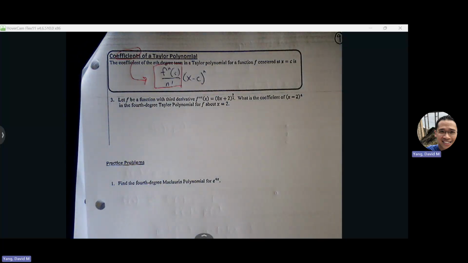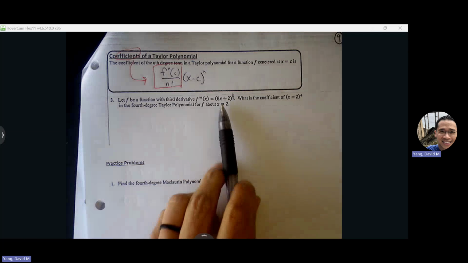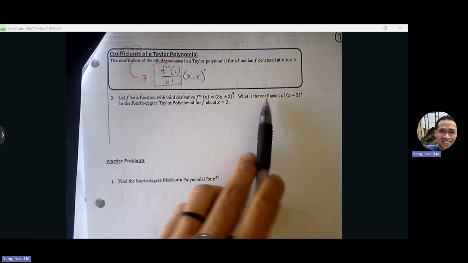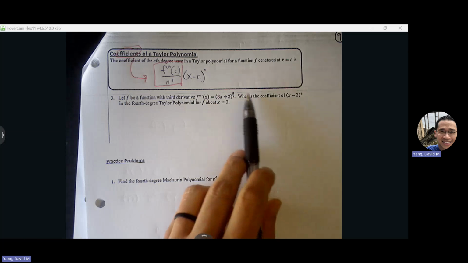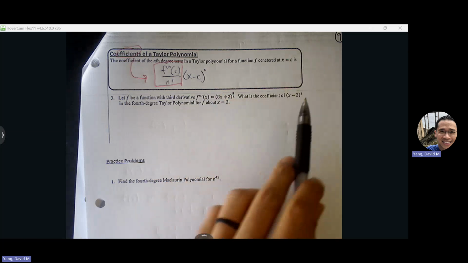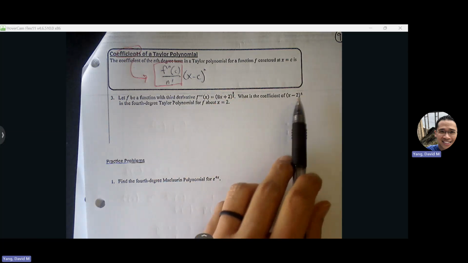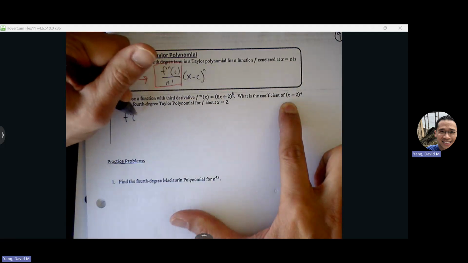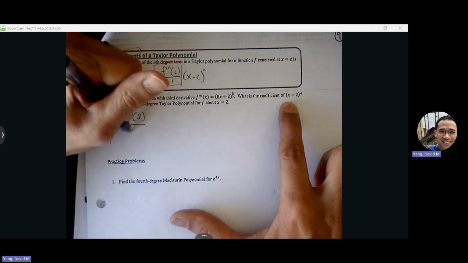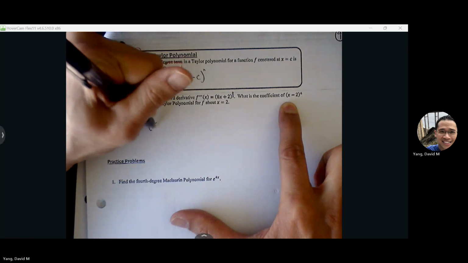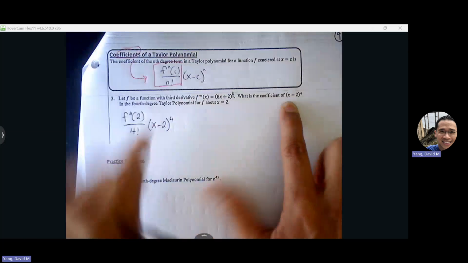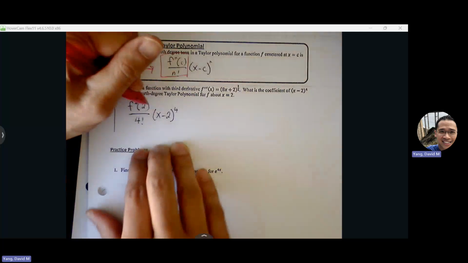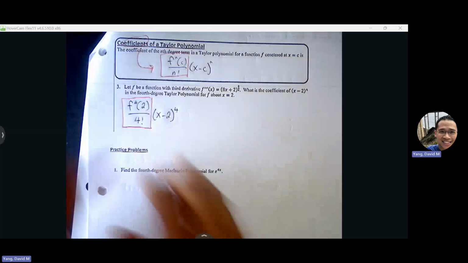So number 3, it says let the function with the third derivative being here. So this is taking us all the way to the third derivative. What is the coefficient of x minus 2 to the fourth? So I have the third derivative, and I want to get to the coefficient involving this to the fourth. I'm trying to find the fourth derivative evaluated at 2 over 4 factorial times x minus 2 to the fourth. This is what my fourth degree term will look like, but it's asking for the coefficient. So I'm trying to get to this value here.